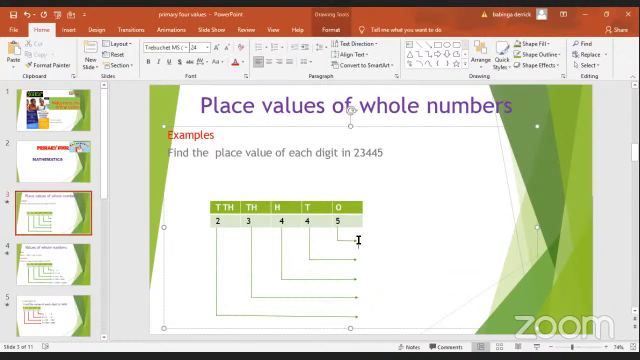So from that brief explanation, who can give us the place value of 5? Who can tell us the place value of 5? Let me see, Nasha's hand is already up. Yes, Nasha? Ones. Good. So the place value of 5 is ones. So we put it there.